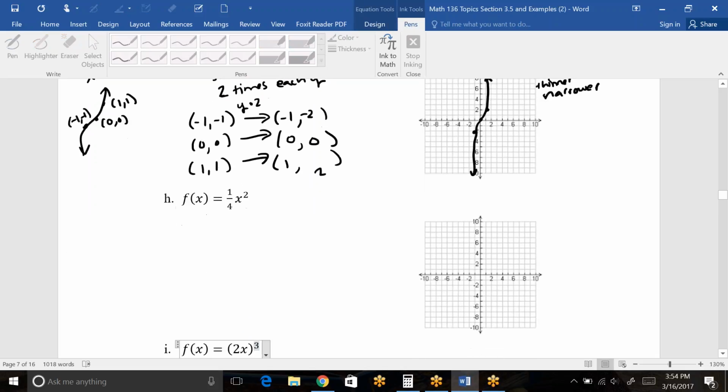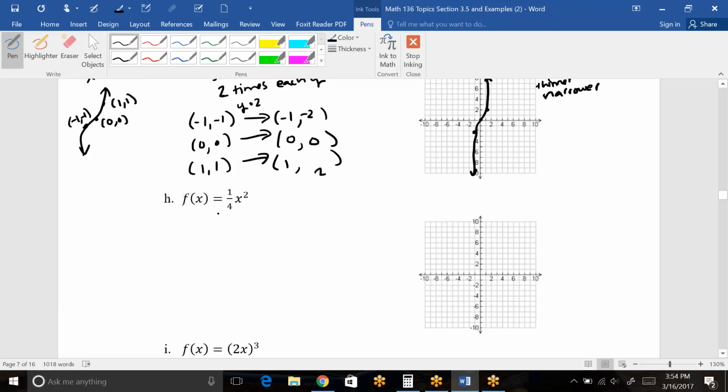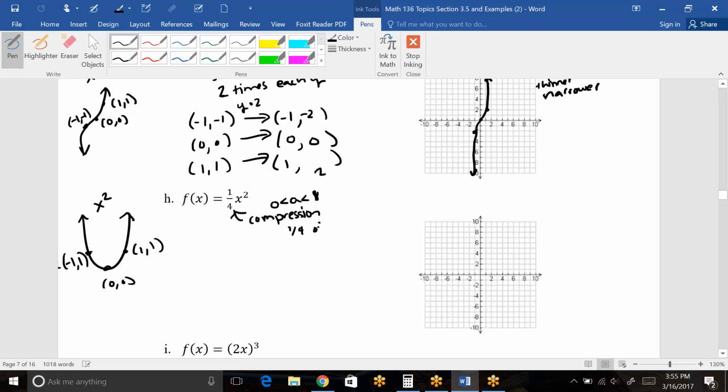Okay, so if we put a fraction in front, like 1/4, that's still going to be a type of stretch or compression in the y direction, but this is actually going to be a compression this time because it's between 0 and 1, and it's out front, and it's not being squared. So remember, our squared parent is 0, 0, 1, 1, and negative 1, 1. Okay, so this is again affecting y, so we're going to take 1/4 of each y.